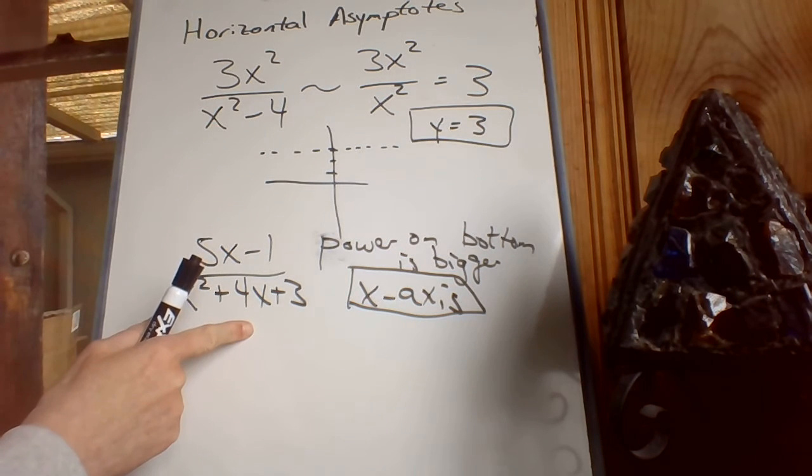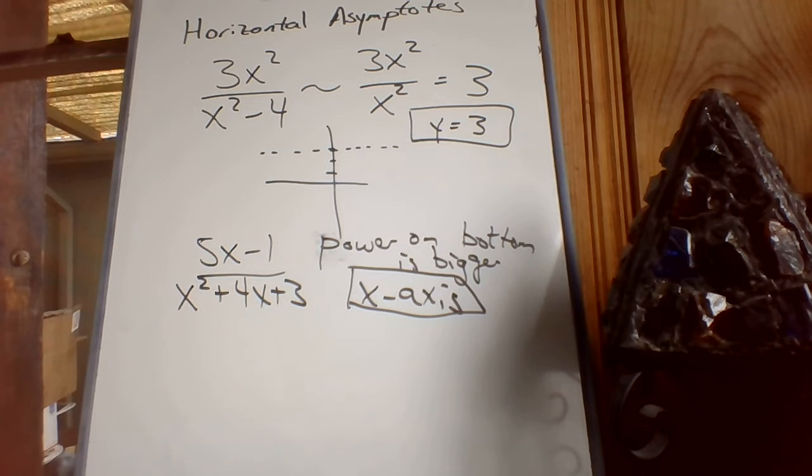If the power on the bottom is bigger, well, what if the power on the top is bigger? If the power on the top is bigger, it doesn't actually have a horizontal asymptote, so you wouldn't have to answer anything for that. But what it will have is a slant asymptote, so we're going to have to do that in a whole separate section.